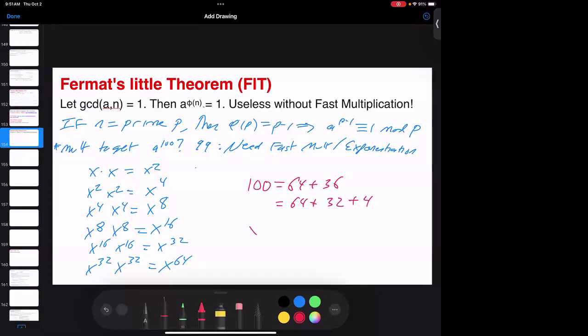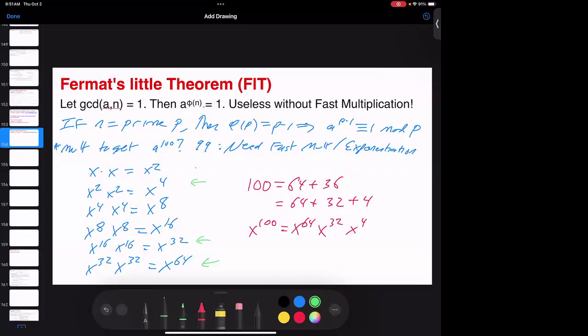So if I want to calculate x to the 100, that's x to the 64, x to the 32, x to the 4. So all I would have to do is multiply x to the 64, x to the 32, and x to the 4. So the number of steps that's needed is much, much less than you would expect.